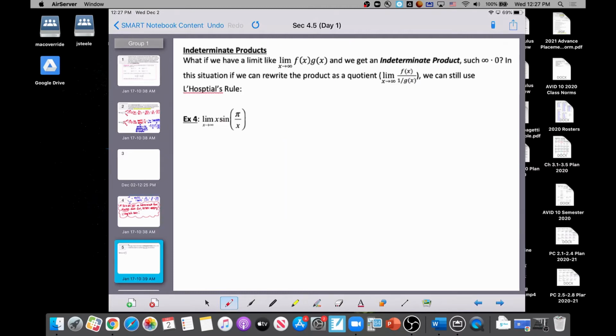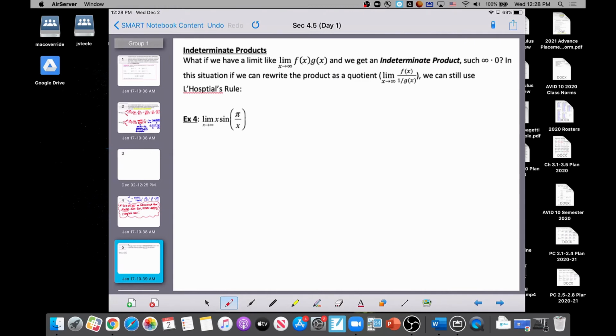All right. The next part of our notes talks about indeterminate products. Okay, we just had indeterminate ratios where we had 0 over 0 or infinity over infinity. But what if we have a limit like x approaches infinity of f of x times g of x? And we get an indeterminate product, such as infinity times 0. In this situation, if we can rewrite the product as a quotient, we can still use L'Hopital's rule. Okay, so let's explore that a little bit with example 4.